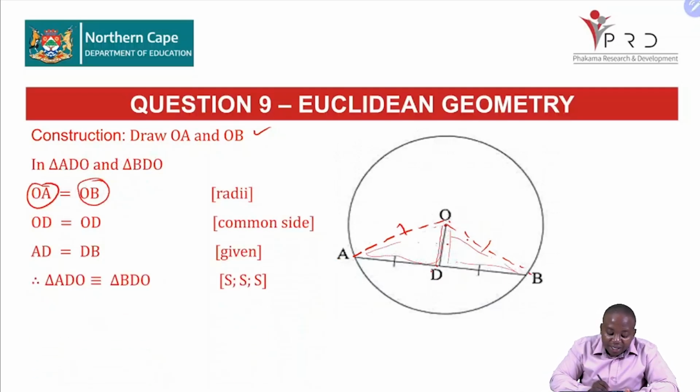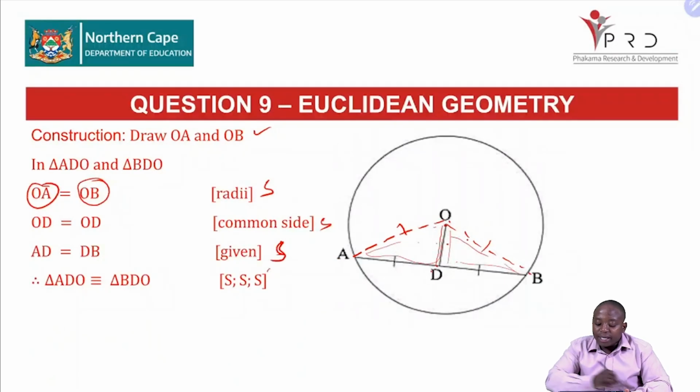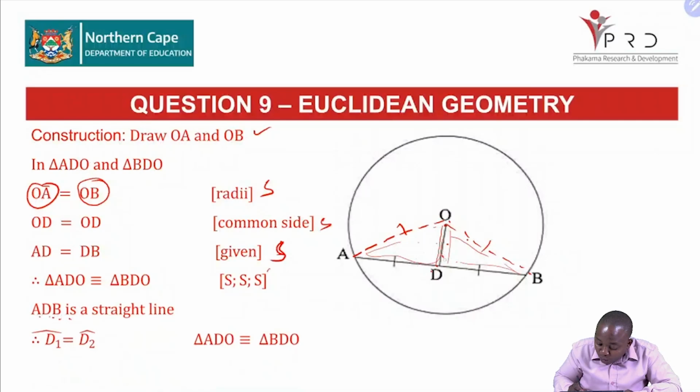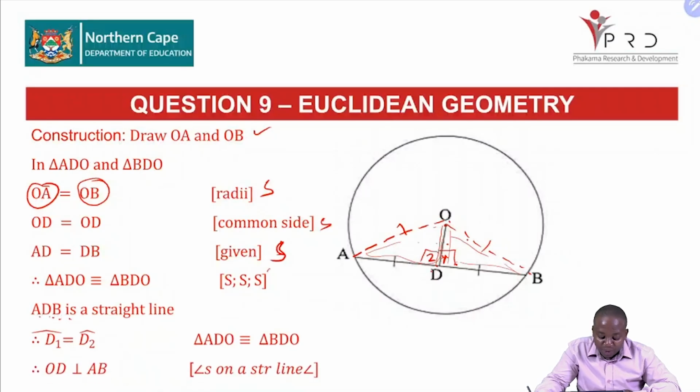Then we can now say triangle ADO is congruent to triangle BDO, and the reason here is side, side, side. Then we can conclude that ADB is a straight line. If ADB is a straight line, we can call these angles D1 and D2, and these two angles are equal from congruency. Then we can conclude that OD is perpendicular to AB, and these are angles on a straight line.